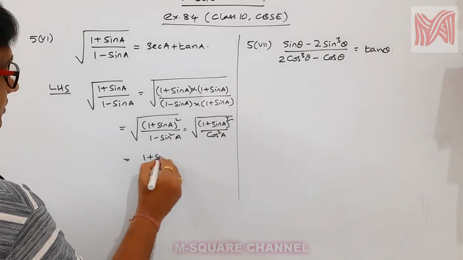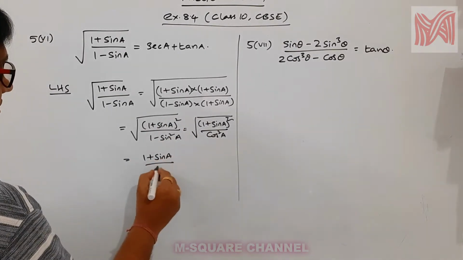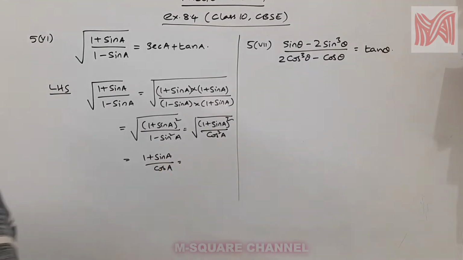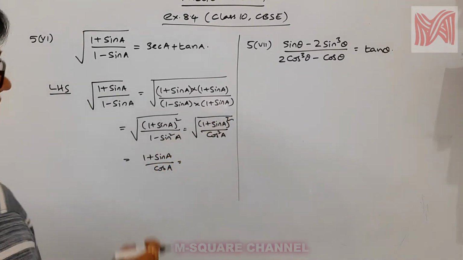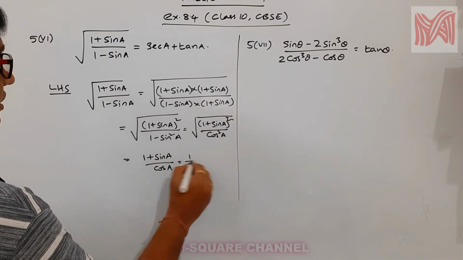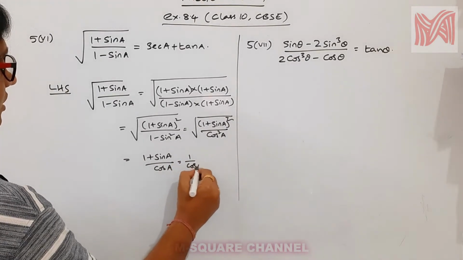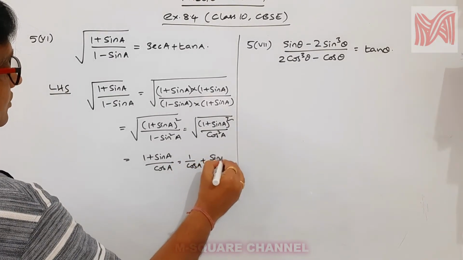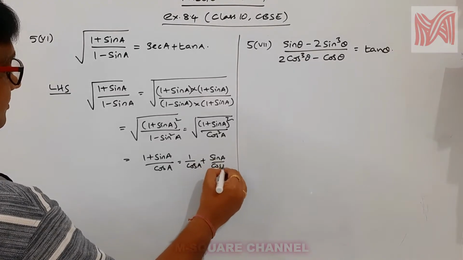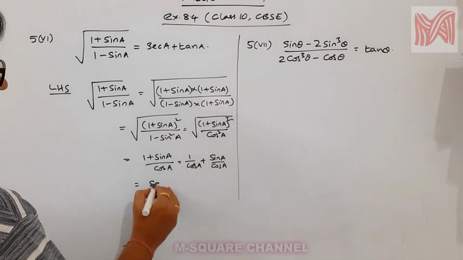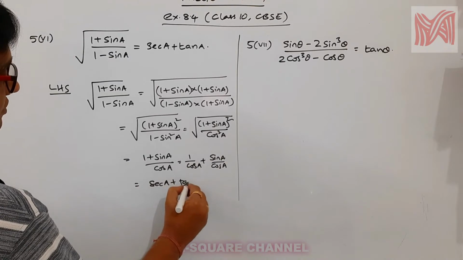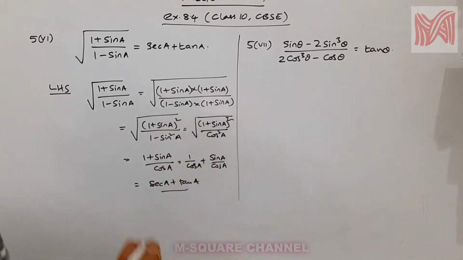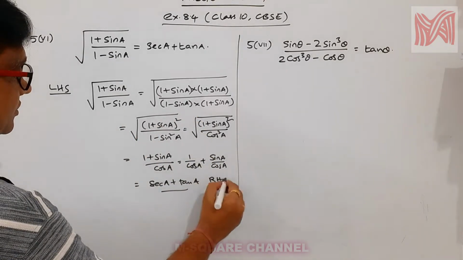So 1 plus sin A by cos A after removing the square root. Now split the fraction: 1 by cos A plus sin A by cos A. So secant A plus tan A. This is RHS.